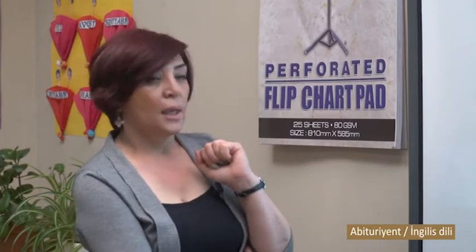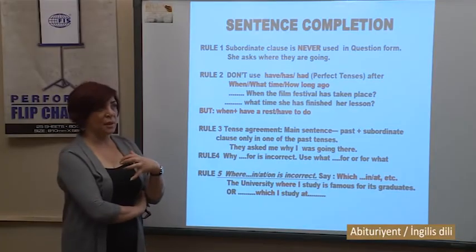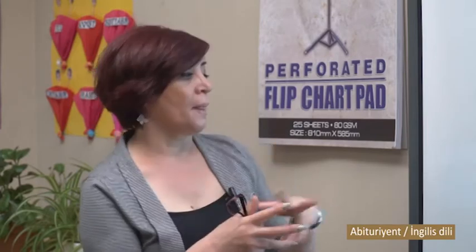Rule number 4. Very often students make mistakes using for with why. We never use why with for, because why itself has for in its meaning. So never use why with for. If you see this variant, why and within the sentence for as well, don't take this variant because it is incorrect. Why for is incorrect, and we use for with what: what for or for what.